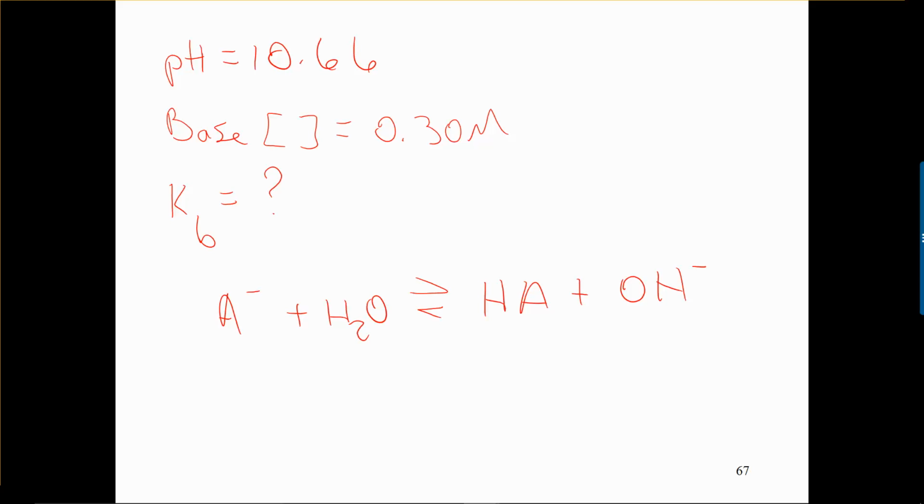Solids are not included, for sure. I mean, H2O is a liquid. Yeah, it's a liquid.